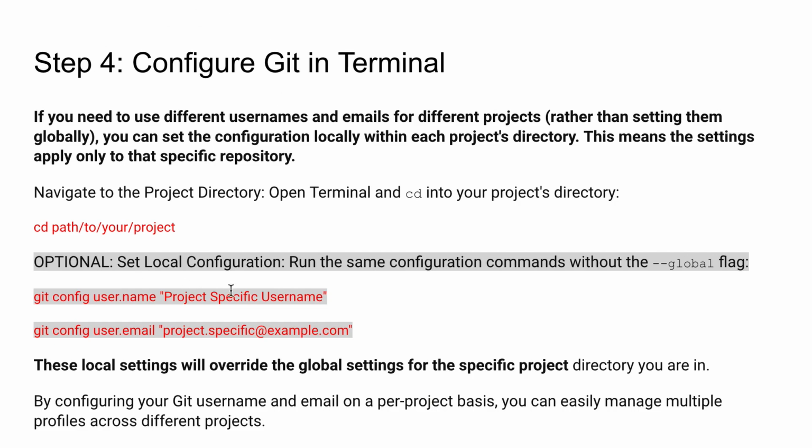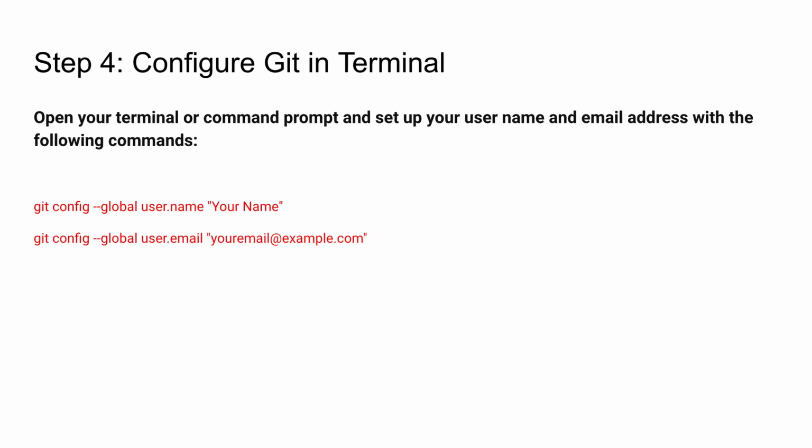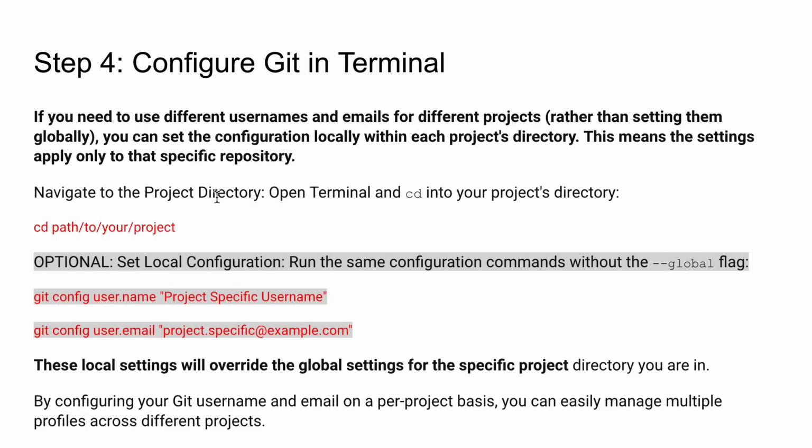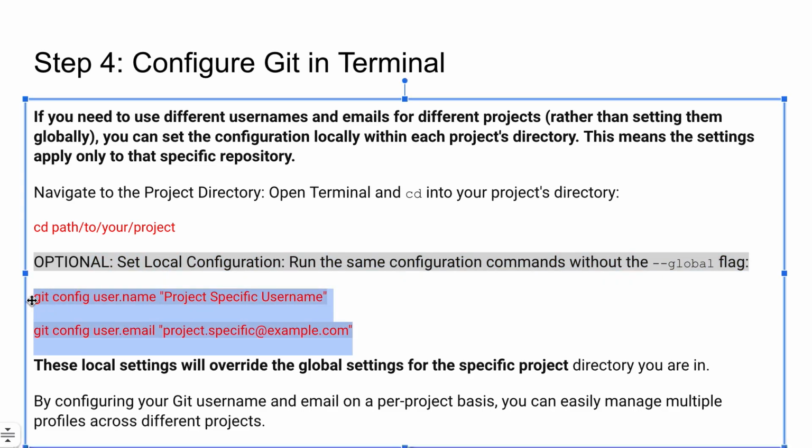I do want to note here that if you have multiple accounts, that's okay. You can always override this. One thing I'll show you is that if you have a project that you specifically want to use a different Git account for, you can run these commands, and you'll notice that this looks very similar to the one on the page before, but it's missing the global modifier. And so this is local to the project.